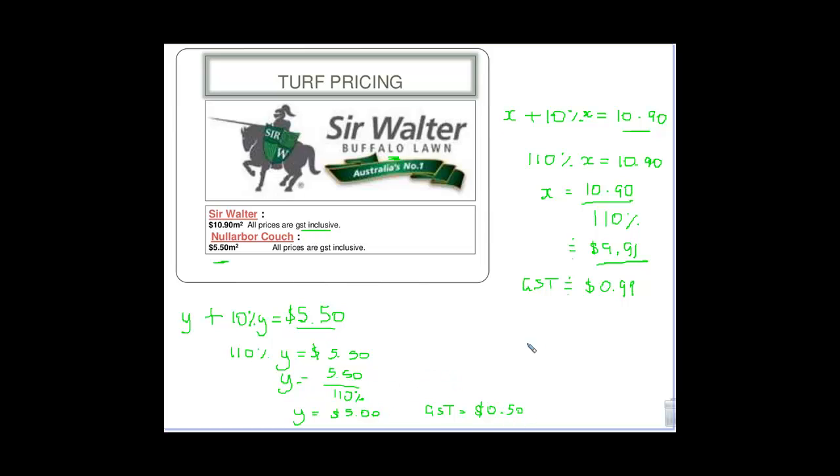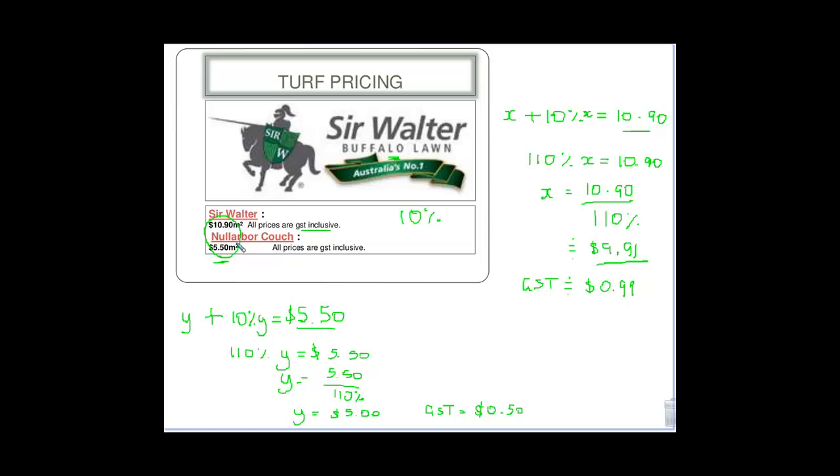Now, what we've got to really be careful of, what people tend to do with this one when they have to calculate the GST. Because they know it's a 10% GST, what they like to do is just take 10% of that price. Now, if you took 10% of that one, that'd be $1.09, which doesn't match up to our GST of 99 cents. It's more. And if you took the GST of 10% on that one, they'd give you 55, which is more than what we actually got.